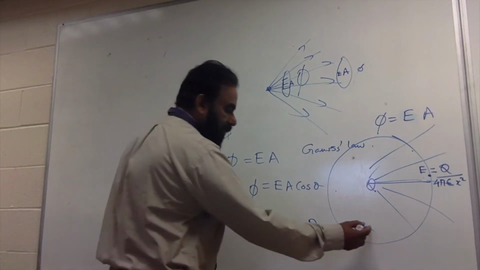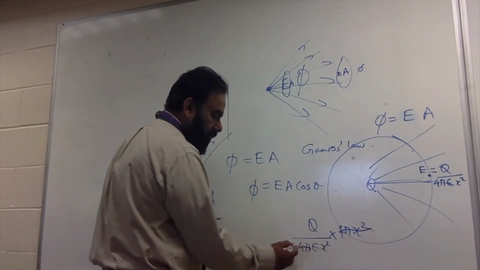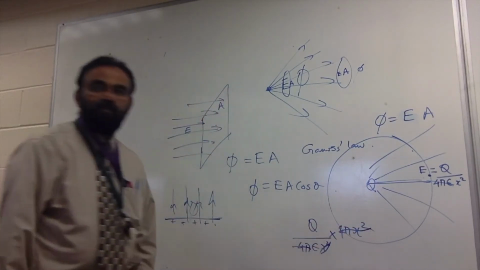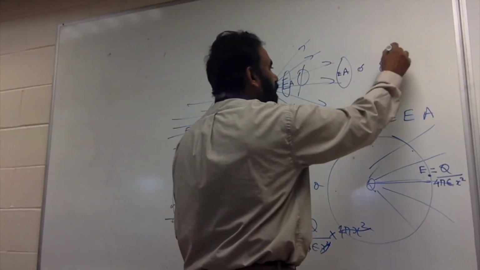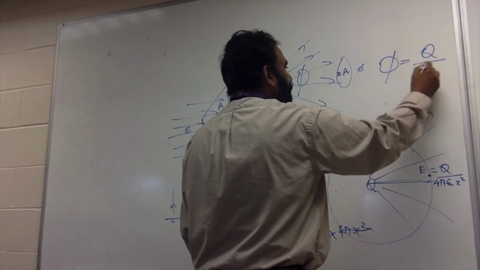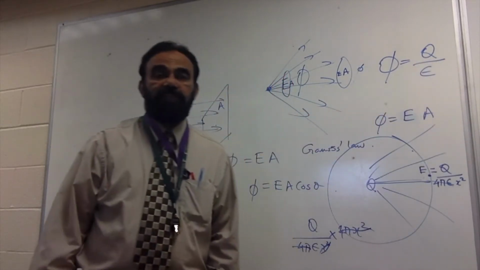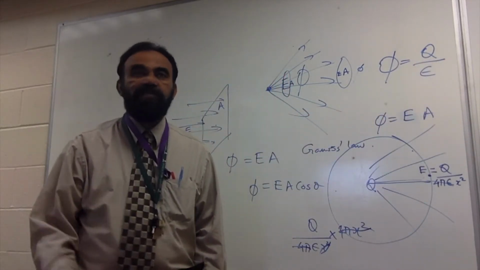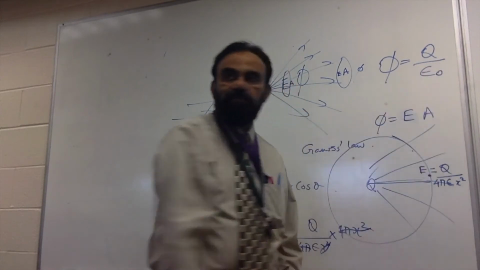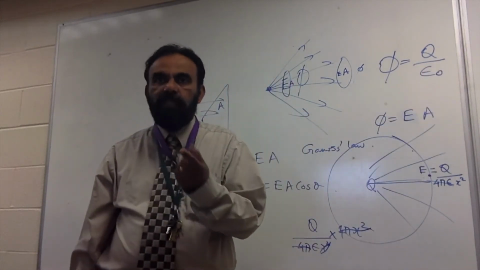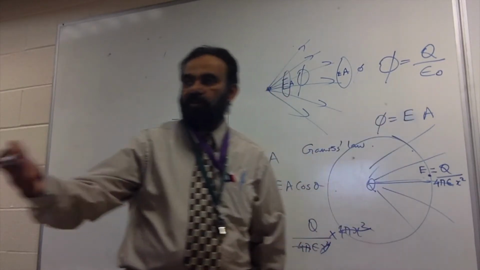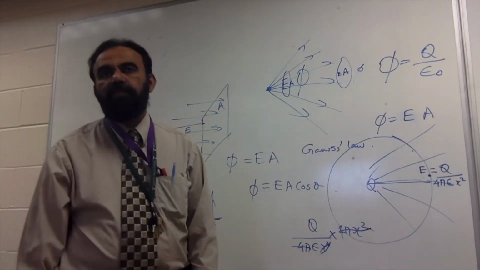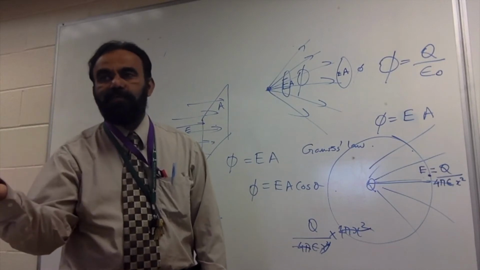And if you look at this equation, what's left? So flux is equal to Q over epsilon. Now, if nothing is mentioned about the space, if it is free space, then it will become epsilon naught. Now, if it is inside water or something like that, then you need to take the epsilon of water, which is epsilon naught times epsilon r. Make sense?